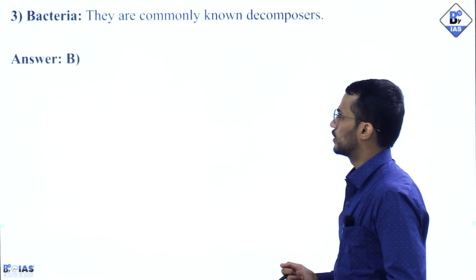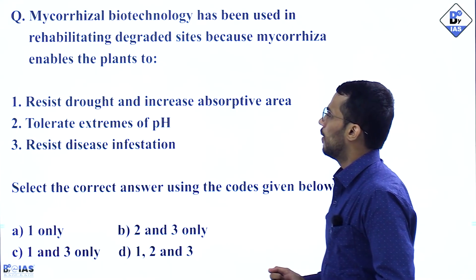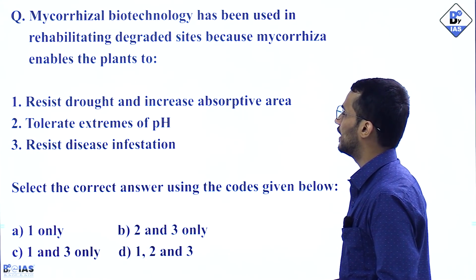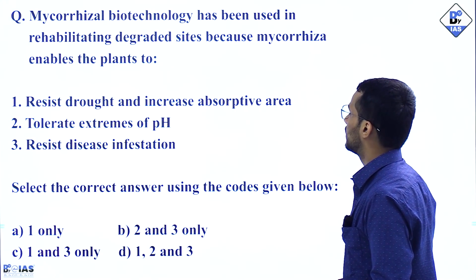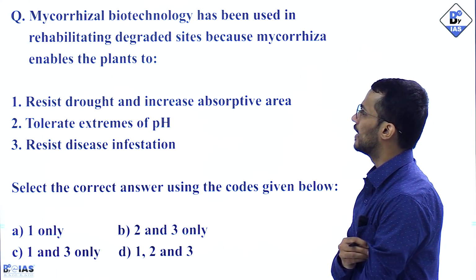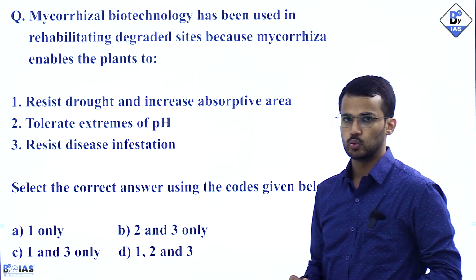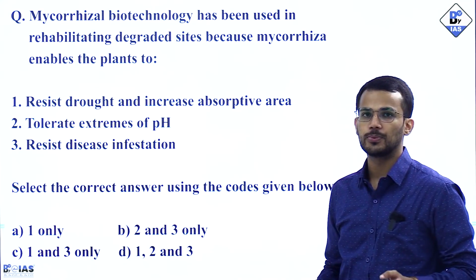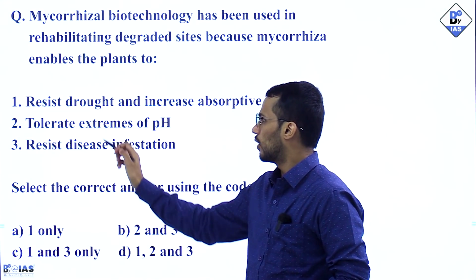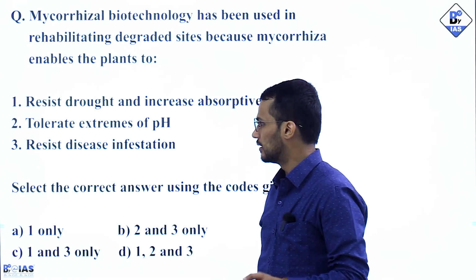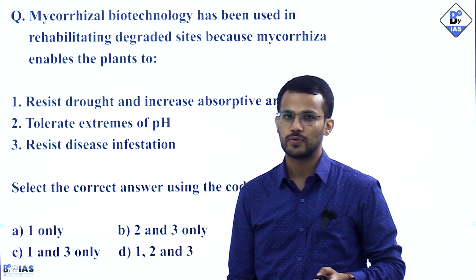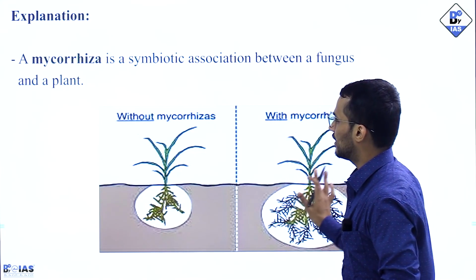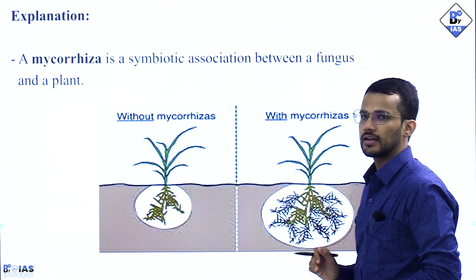Next question is, mycorrhizal biotechnology has been used in rehabilitating degraded sites because mycorrhiza enables the plants to first resist drought and increase absorptive area, second tolerate extreme pH value, third resist disease infestation. So before we discuss this question, let us check this particular diagram.